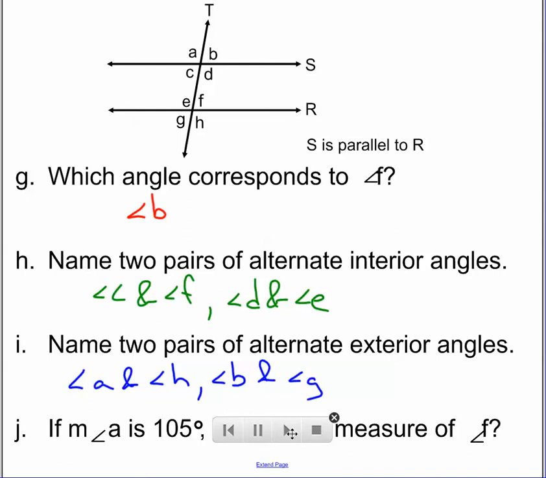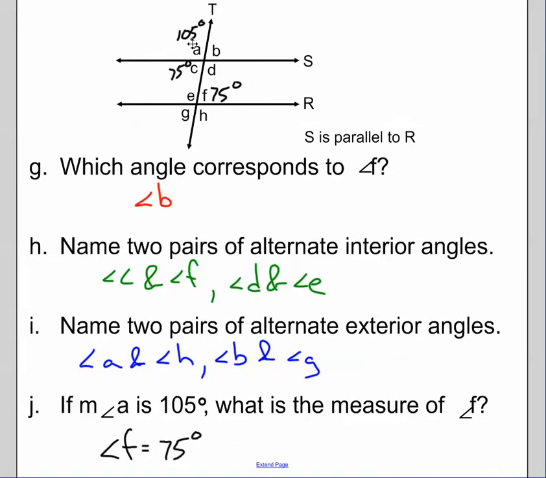And lastly, if the measure of angle A is 105, what is the measure of angle F? There's a couple ways to look at this. C must be 75 because they're supplementary angles, and C should be congruent to F because they're alternate interior angles, so F should be 75 degrees. There's other ways to go about it too. We could say that B is 75 degrees because A and B should be supplementary, adding up to 180 degrees. And then we could say that F is 75 degrees.